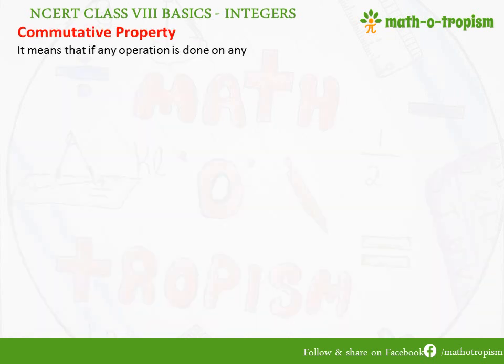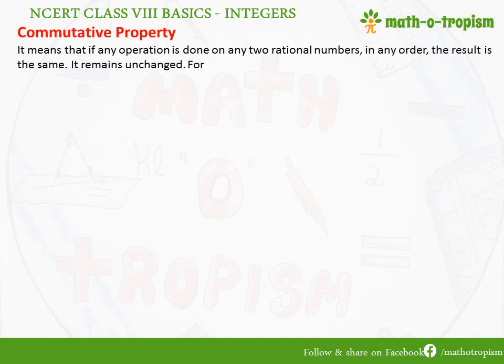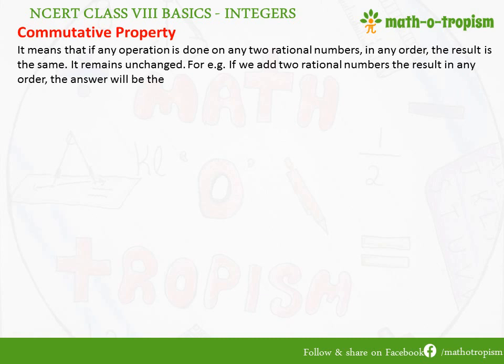Next we go to the commutative property. It means that if any operation is done on any two rational numbers in any order, then the result is still the same. That means we get the same answer either if we do a plus b first or b plus a. Either way it is same answer. So for example, if we add two rational numbers, 2 by 9 plus 3 by 9 gives me 5 by 9, and if we interchange, 3 by 9 plus 2 by 9 also gives me the same answer of 5 by 9. So if when the order of the rational numbers is changed and the answer remains the same, then we can say that it is commutative.